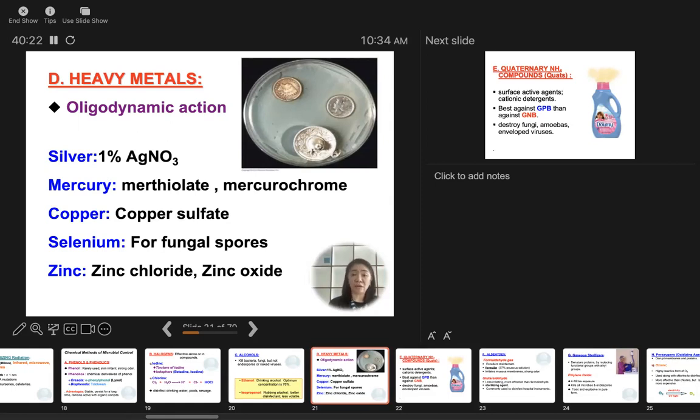We have merthiolate, which is used in manicures and pedicures to make them pink, or mercurochrome. Copper, we have copper sulfate. Selenium, this is the selenium sulfide that we use, which is an antifungal for those in mycology. Selenium is used as a sporicide. And then of course, zinc: you have your zinc chloride and zinc oxide, which we can really use for cleaning.